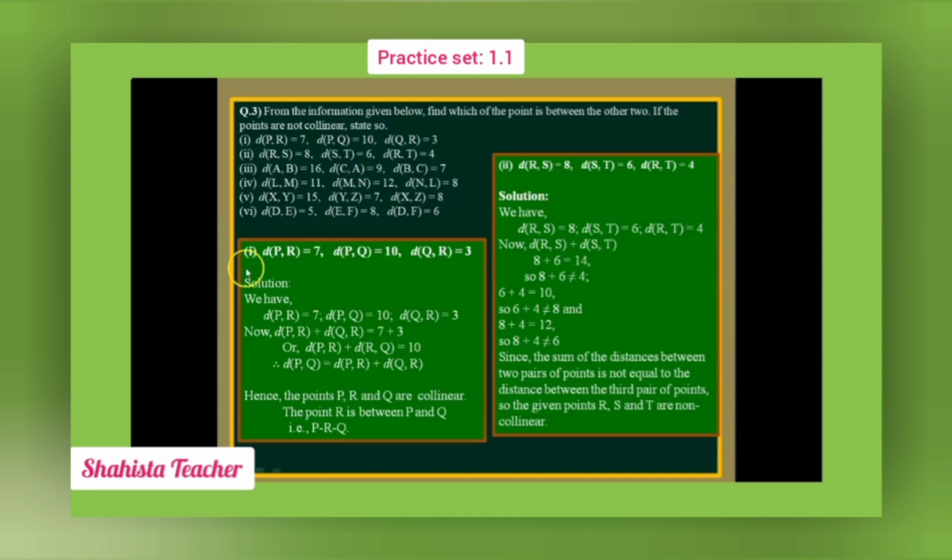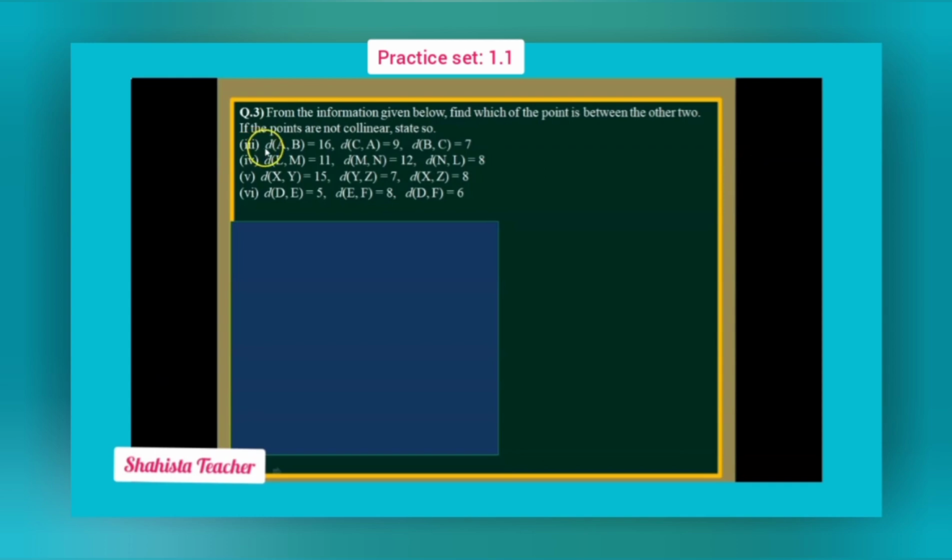Now students, let's solve sub question 3. Sub question 3: distance of AB is equal to 16, distance of CA is equal to 9 and distance of BC is equal to 7. Now here we have to check, after adding the two values, whether we get the same third value or not. If we get the third value, that means it is collinear. For example, if 9 plus 7 is equal to 16, that means it is collinear. Here you can see, after adding these two numbers 9 plus 7, we get 16. So yes, sub question 3 is collinear.